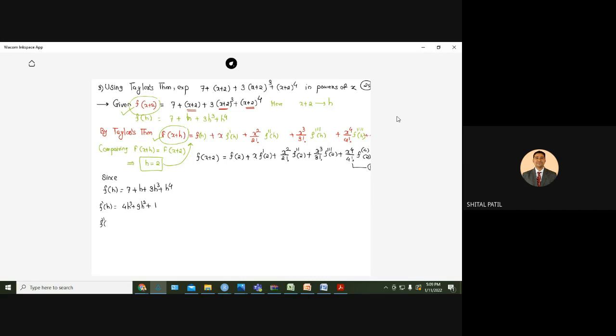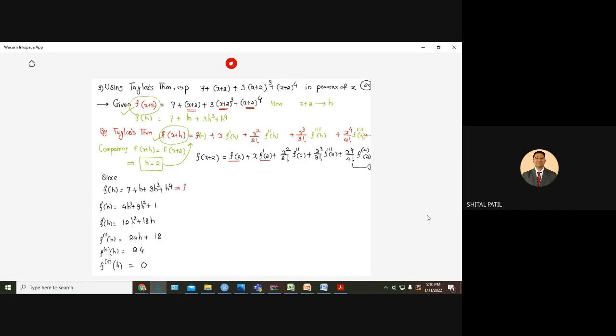F double dash of h is 12h square plus 18h. F triple dash is 24h plus 18. F fourth derivative is 24. And if you try to find the next derivative, it will be 0. So now the aim is to find f of 2, f dash of 2 and so on.